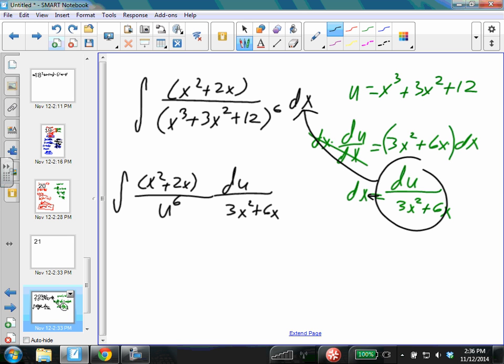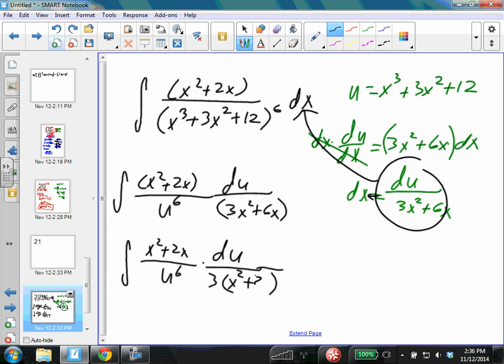So what could I do to make that happen? Yeah, take this thing on bottom over here, and let's factor out a 3. So this would be x squared plus 2x over u to the 6th times the change in u over, and now here we're going to factor out our 3. So if I pull out that 3, then I'm going to get x squared plus 2x. And that's exactly what we were hoping for, because now these things are being multiplied together, and I have an x squared plus 2x on top and x squared plus 2x on bottom, and so those two things will cancel.